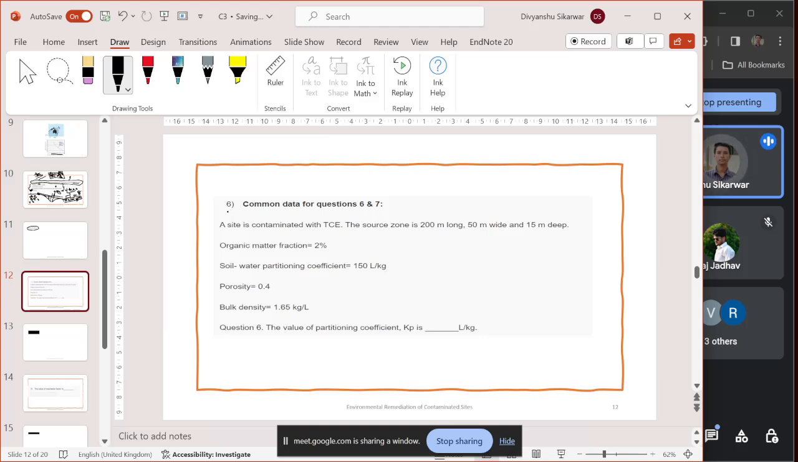This is the next question. This is basically a numerical. So try to solve the numerical if you have covered it in the lecture. Otherwise, we will do it together. Take some time, whatever parameters are given, whatever information you can extract.